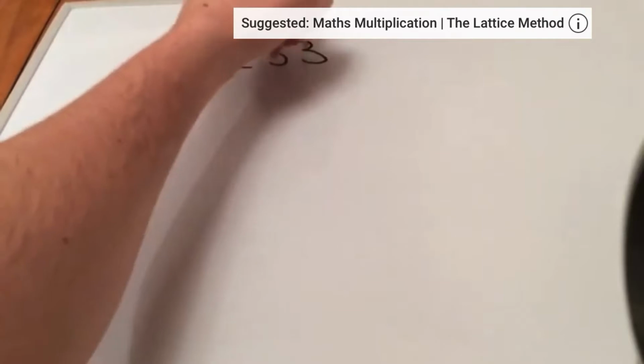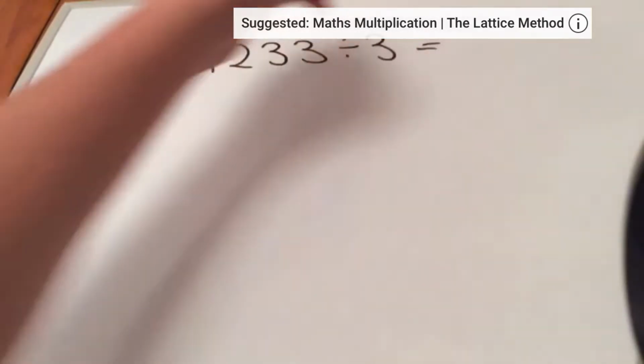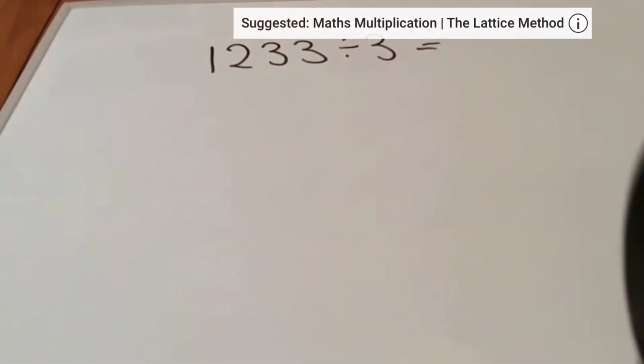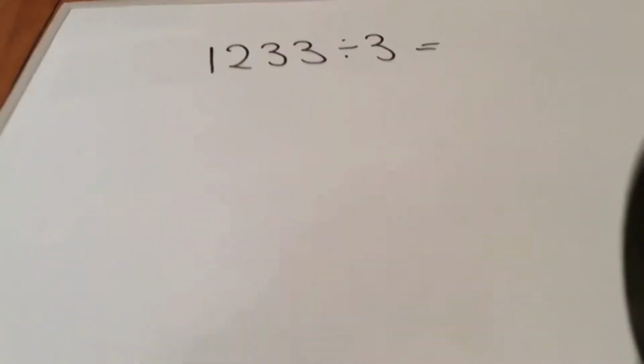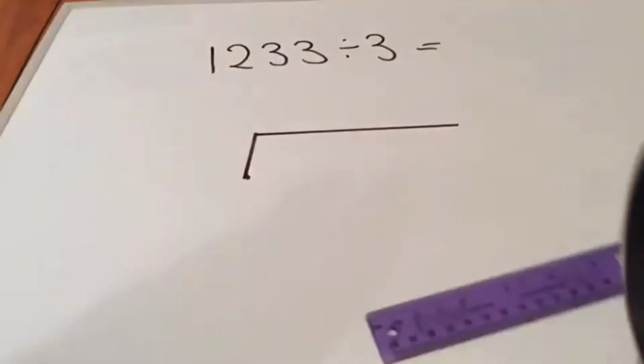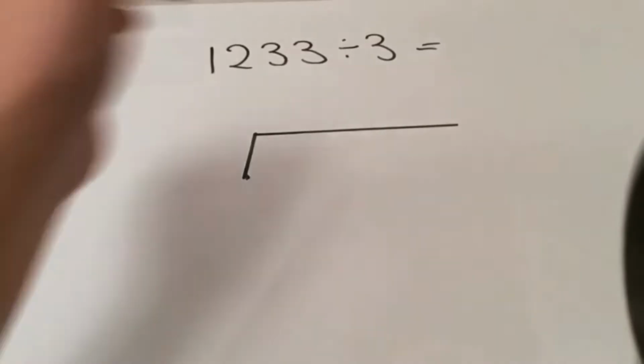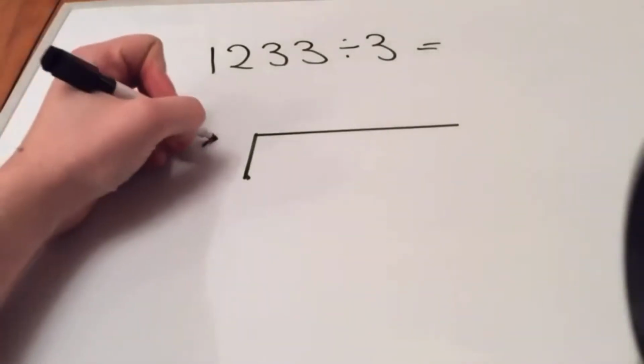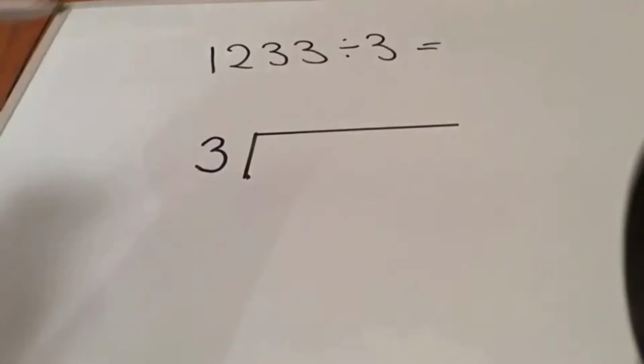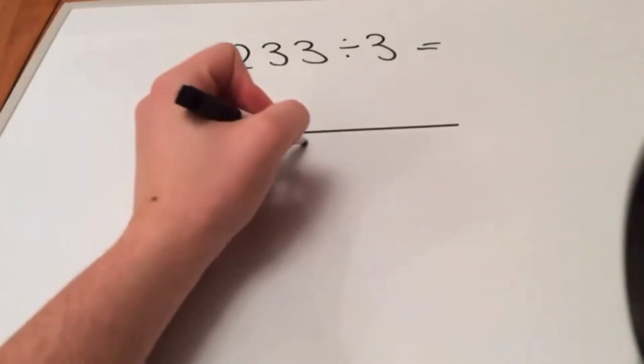So today we are going to look at calculating short division using the bus stop method. So to begin, we first need a division problem, and our problem is going to be 1,233 divided by 3. Okay, so the first thing we need to do is draw the bus stop itself. Okay, the number we are dividing by goes here, so we're dividing by 3, number 3 goes there. The other number goes here.